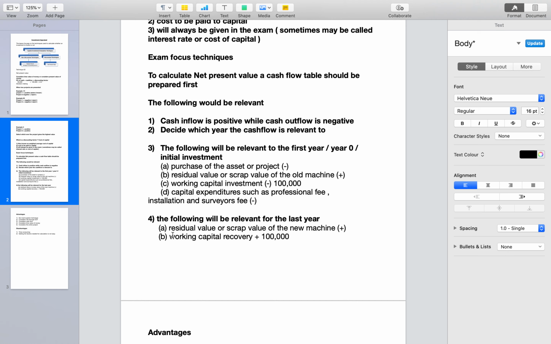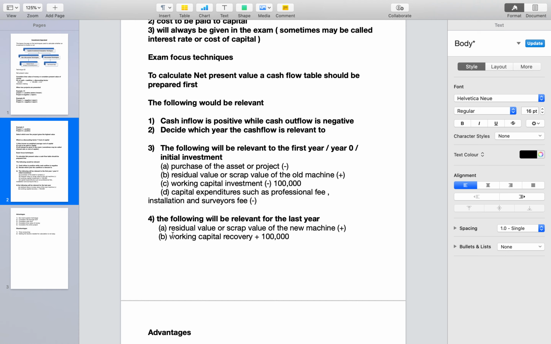So always remember, whether a question says it or not, working capital is always recovered. Again, I'll repeat that sentence. Whether a question says it or not, working capital is always recovered. Why is working capital recovered? Working capital is done for the specific machine. If the machine is not there, there is no point of having working capital. That's why working capital will always be recovered at the end of the project.